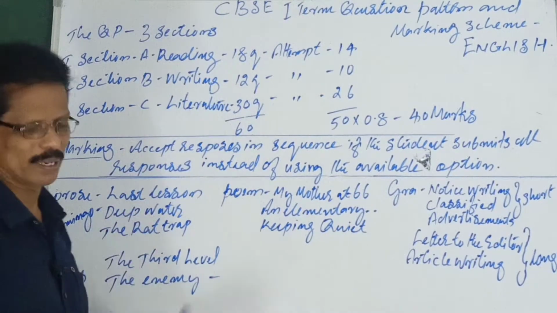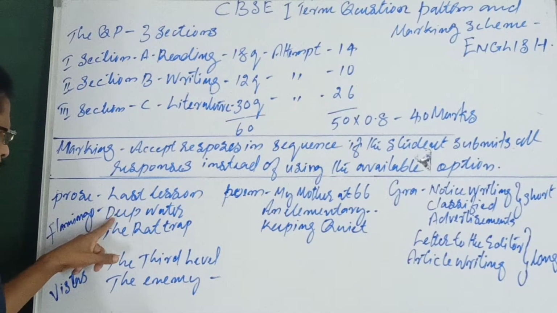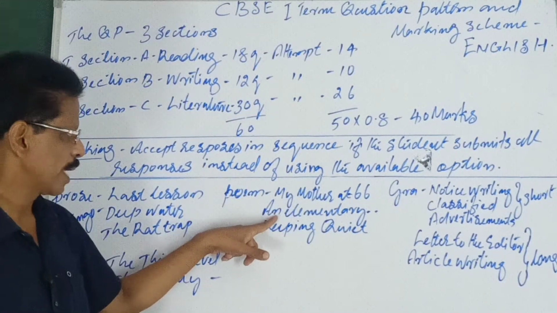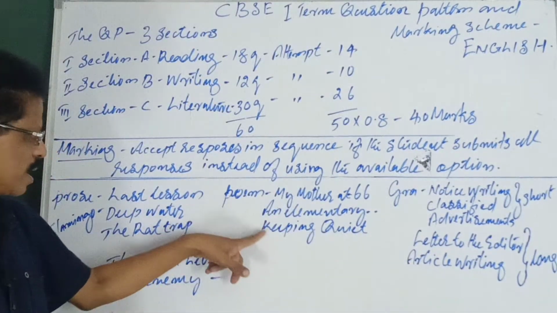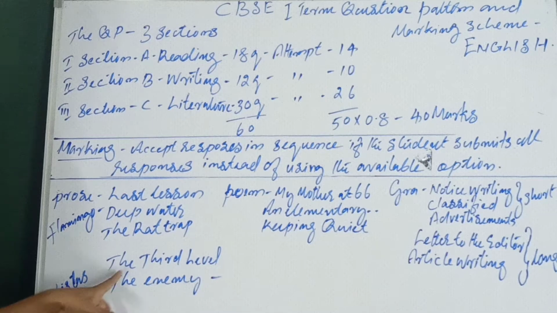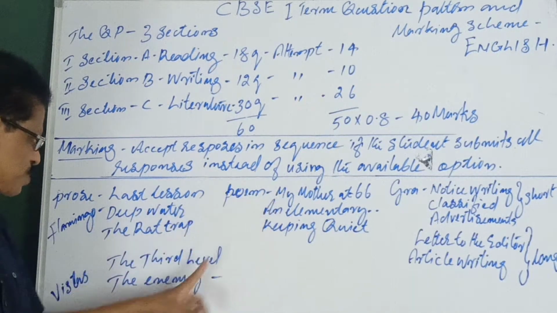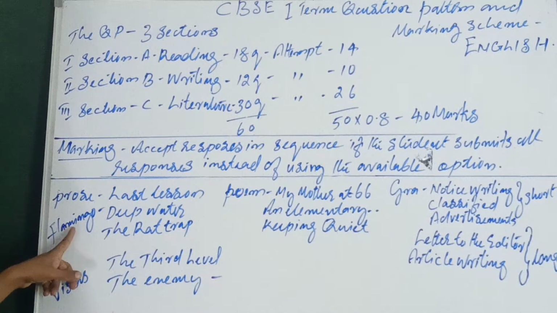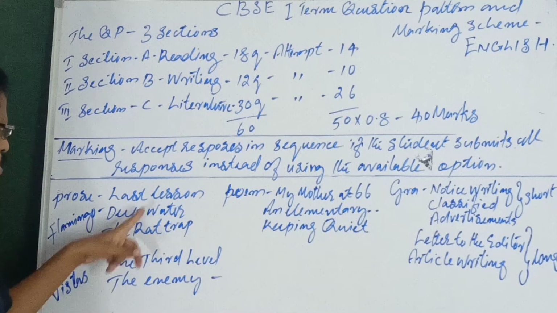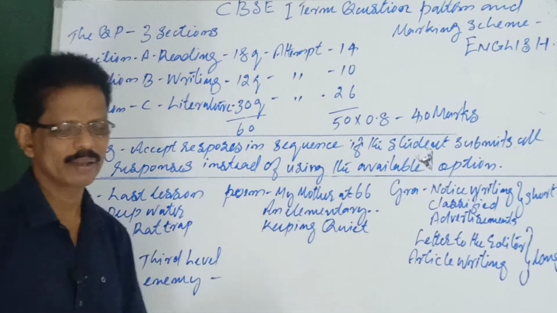Then comes the literature part. You know the syllabus. Prose: The Last Lesson, Deep Water, The Rat Trap. Poems: My Mother at Sixty-six, An Elementary School Classroom in a Slum, Keeping Quiet, Pablo Neruda. From Vistas: The Third Level and The Enemy. So 3 prose, 3 poems and 2 stories. Flamingo, 3 prose, 3 poems. Vistas, 2 stories. So 3 plus 3 plus 2, 8 lessons.